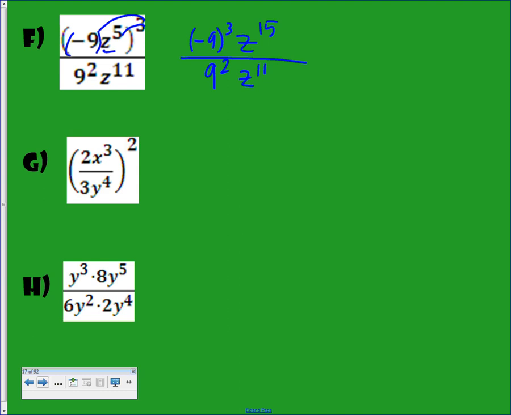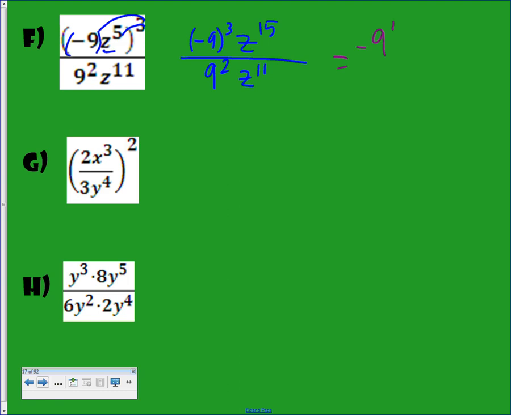Okay, so make sure you're separating different things. So here, the first thing I see is I have a 9 on the top and a 9 on the bottom. Okay, and those are my bases. So I have 9 to the third over 9 squared, which means I would subtract to get 9 to the first. Now I have this negative. A negative times a negative times a negative is negative.